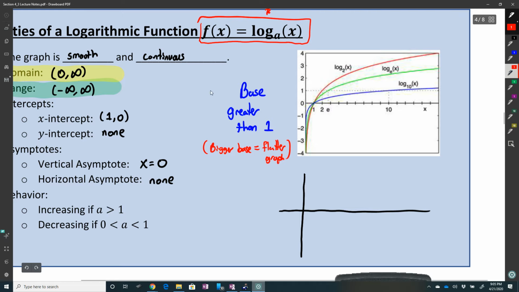So base 2, we kind of have this shape. Base e, base 10, it starts to kind of flatten out. Now, if the base is between 0 and 1, remember the base can't be negative, then the graph will look like this. I'll try to make my pictures. Okay, so let's say this is log base 1/2.